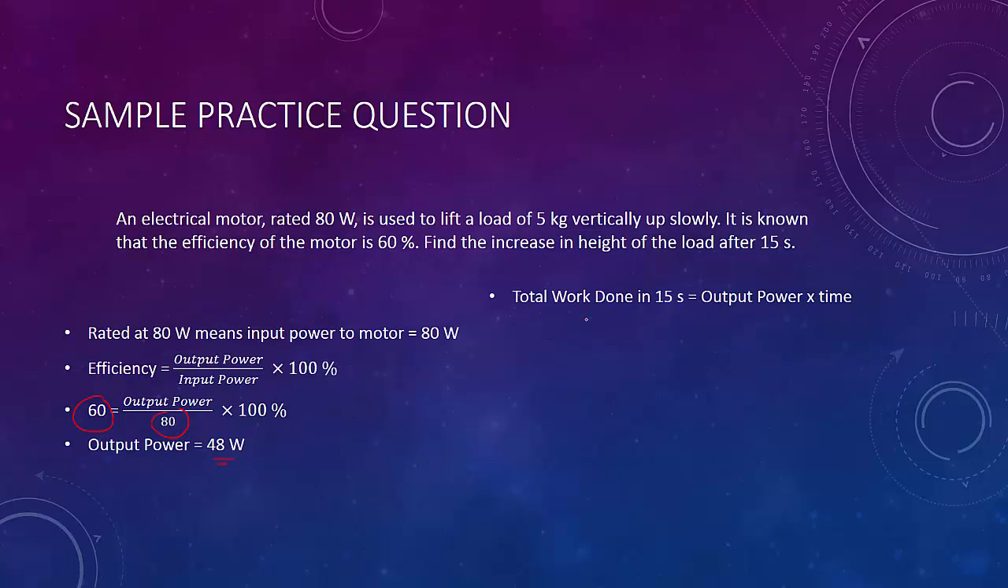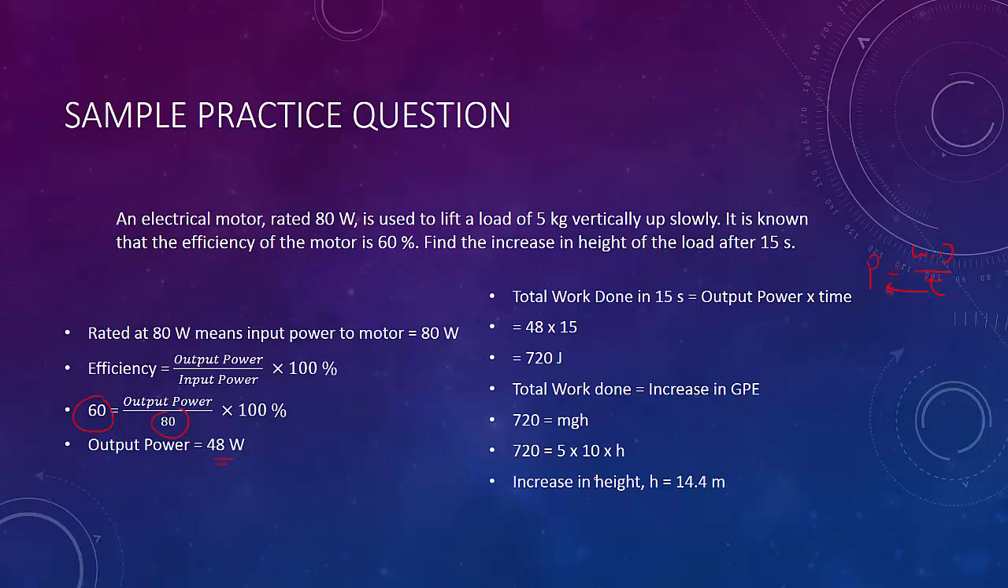So taking this, the total work done in 15 seconds is equal to the output power times time, because we remember power is equal to work done divided by time. So work done is power times time. So output power is 48 multiplied by the time, which is 15 seconds. So the total energy output is 720 joules, and this energy output is used to increase the gravitational potential energy. So you substitute in the gravitational potential energy mgh, and accordingly the mass is 5 kg. So in this case, the increase in height is 14.4 meters.